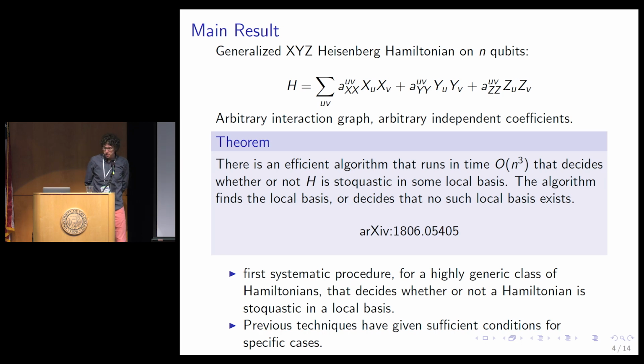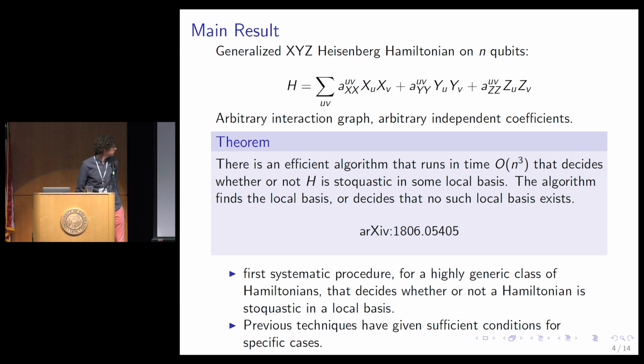So here what we're going to consider is a generalized XYZ Heisenberg Hamiltonian on n qubits. What I mean by that is we have a Hamiltonian broken up into 2-local terms, and the 2-local terms contain XX, YY, and ZZ interactions, and these interactions have arbitrary independent coefficients, and the Hamiltonian lives on an arbitrary interaction graph. And our claim is that there's an efficient algorithm that runs in time O(n cubed), where n is the number of qubits, that decides whether or not this Hamiltonian is stochastic in some local basis. And the algorithm finds the local basis, or it tells you that no such basis exists.